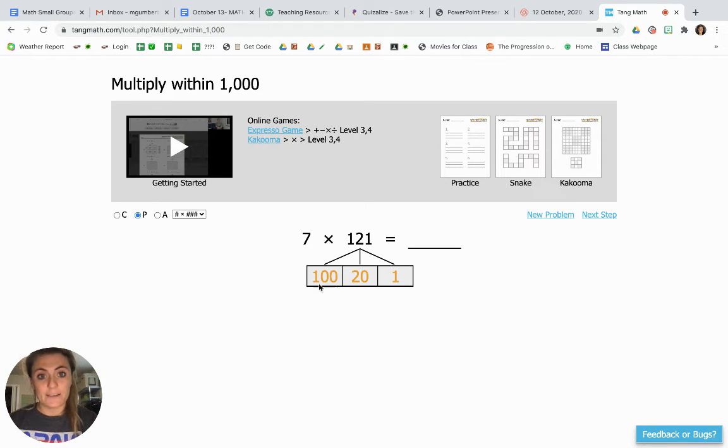So we're going to start with the biggest section first, which is 100. So 7 times 100 is 700, right? Because 7 times 1 is 7. Add those 2 zeros right here. Just add them on the end to make 700.